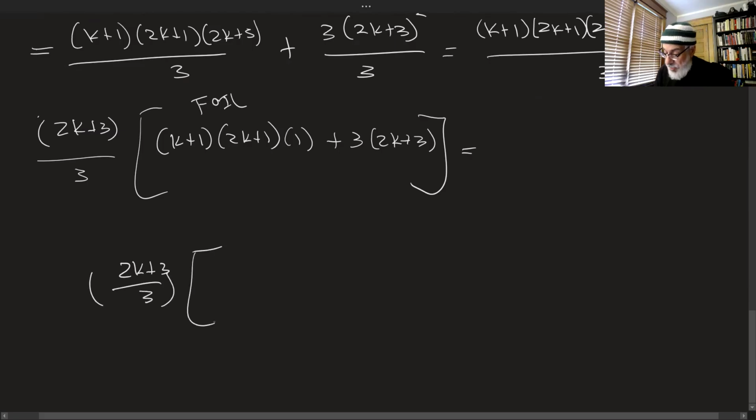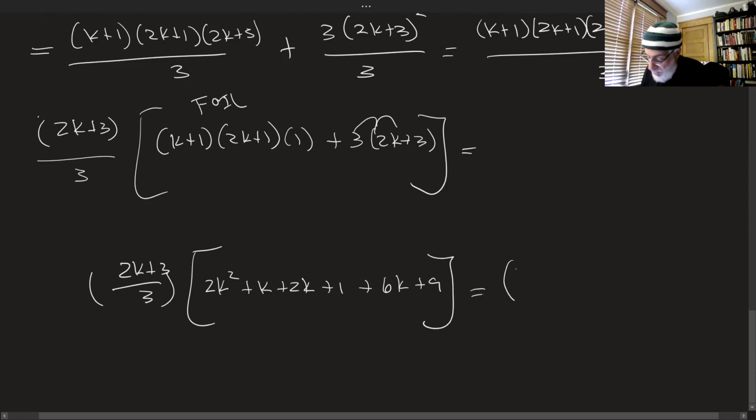And the FOILing, we have 2k times k is 2k squared. k times 1 is k. 2k times 1 is 2k. And then 1 times 1 is 1. And then we're going to add that. We're going to distribute this, so this becomes 6k + 9.